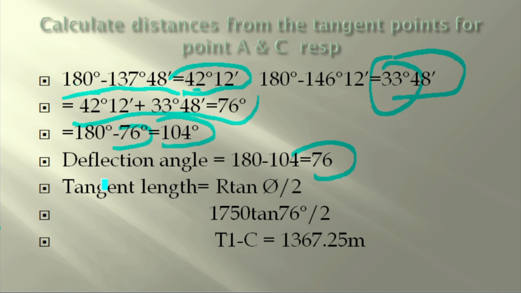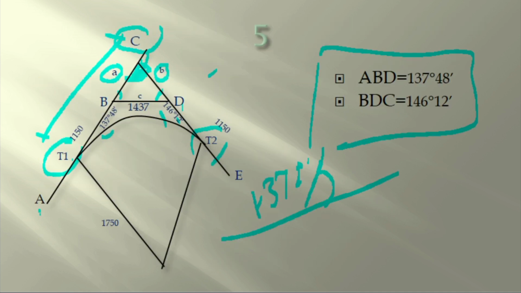By the formula, tangent length is equal to R tan theta over 2. R we had been given in the question, that is 1750 tan 76 divided by 2. So by use of a calculator, remember here it's half of 76 before you do the tan. So remember that. By doing that, we'll have gotten the tangent length equal to 1367.2 meters. So that is the distance covered from T1 to C on the diagram here.